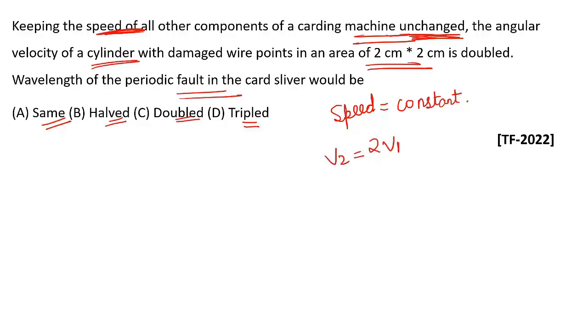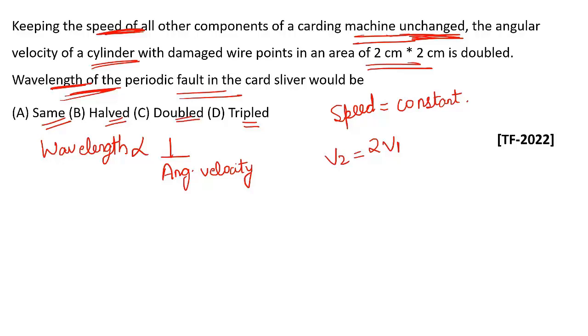Also, we know that the wavelength of a periodic fault is inversely proportional to the angular velocity, and you need to find the wavelength. So wavelength is inversely proportional to angular velocity. The angular velocity is given, and simply you can solve this question.